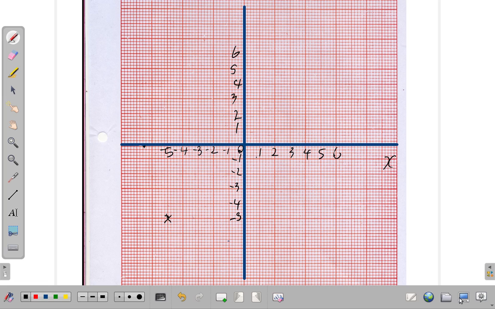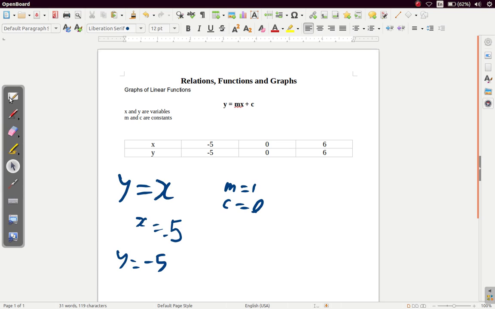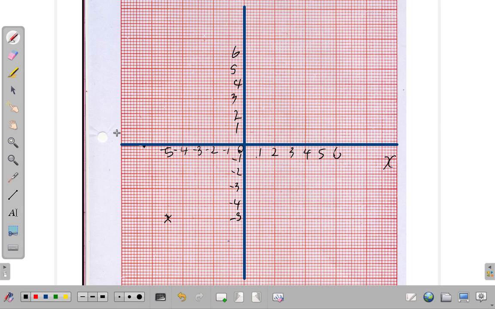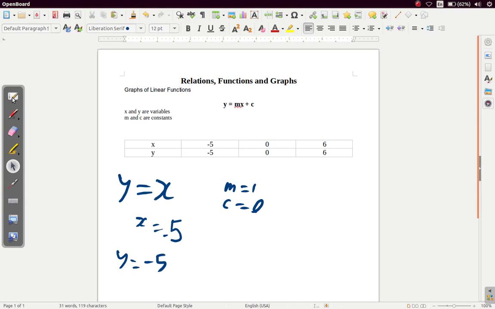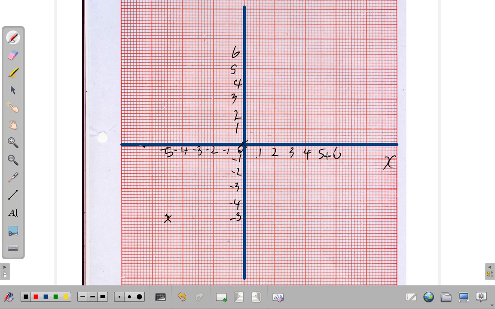Then the next number, 0, 0. I put 0 there because 0 is nice to work with. You know that any number multiplied by 0 gives you 0. So it makes calculation a bit easier. So 0, 0 is really at the origin. So we plot this as our second point. And then 6, 6. The first 6 is for the x and the next 6 is for the y-axis. So right up here is going to be our next point.